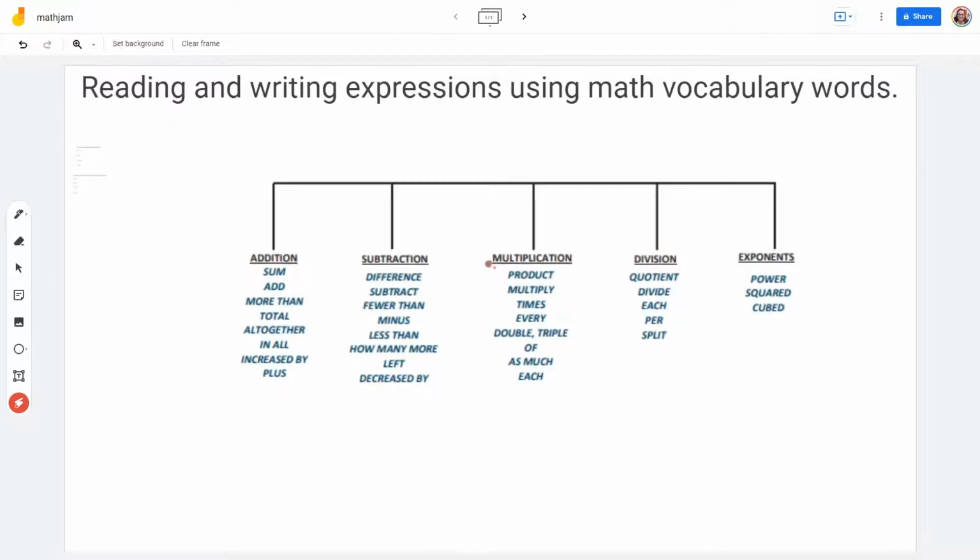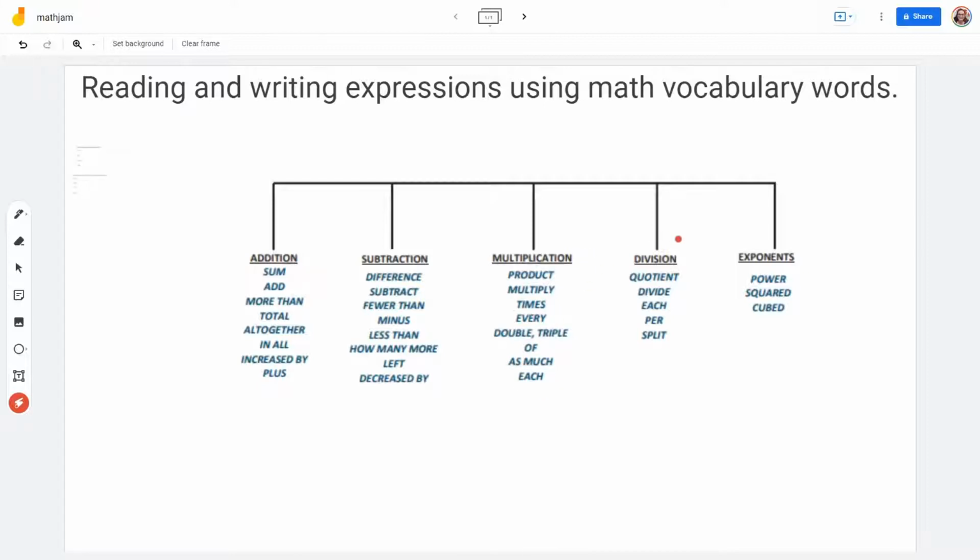All right, so let's take a look at multiplication. Anytime we're looking at a word problem that's multiplication, we might see something that says product, multiply, times, every, double or triple, of, as much, and each.